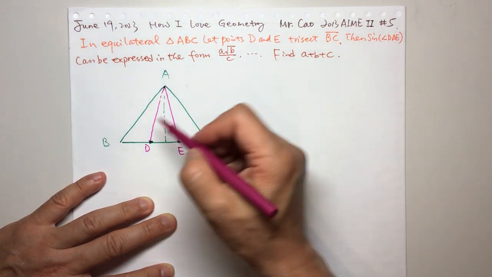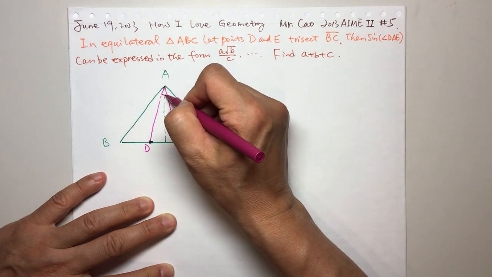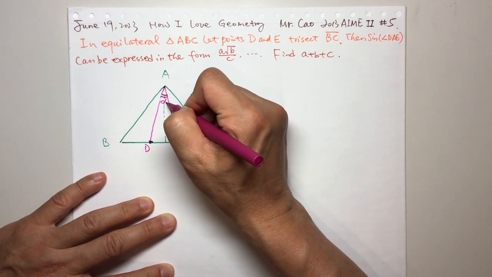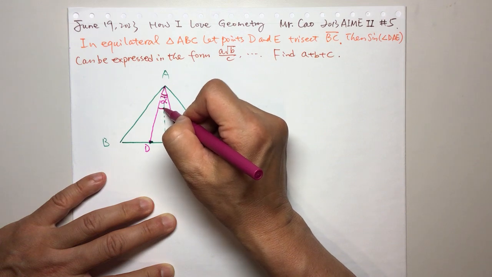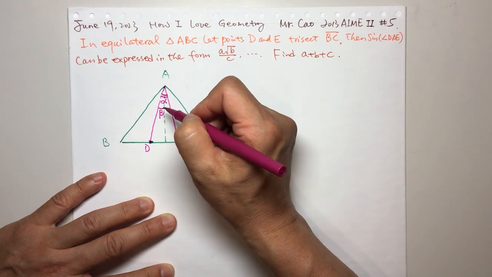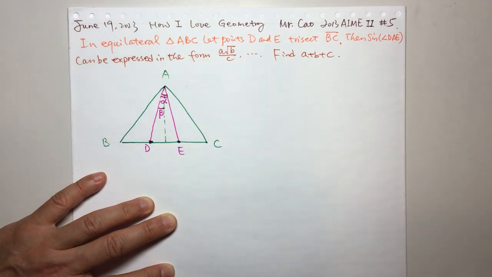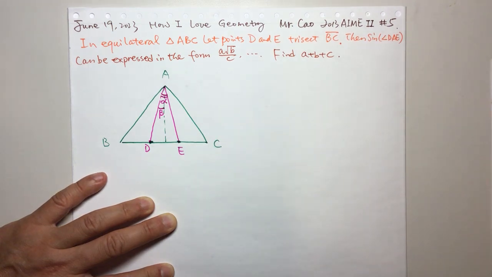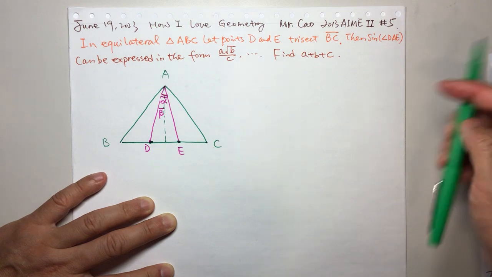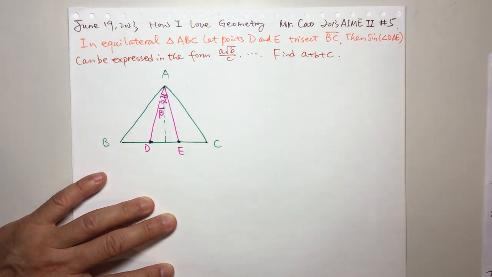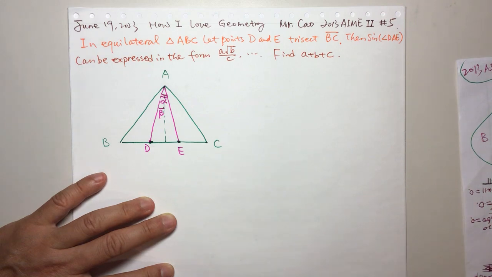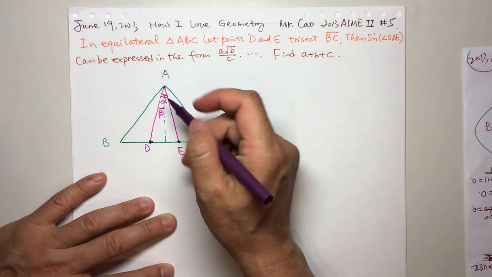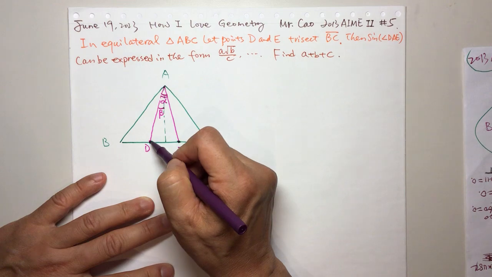Then sine angle DAE. If we say this is alpha, and half of it is beta, now we just want to find sine alpha. Sine alpha equals sine 2 beta. It means if we find sine beta and cosine beta, then we can get it, right?